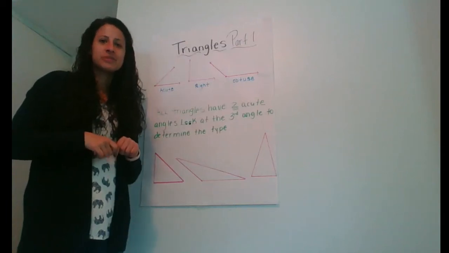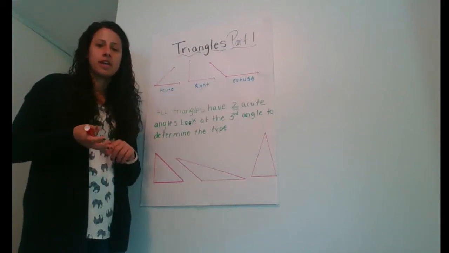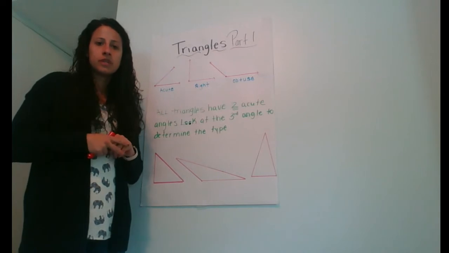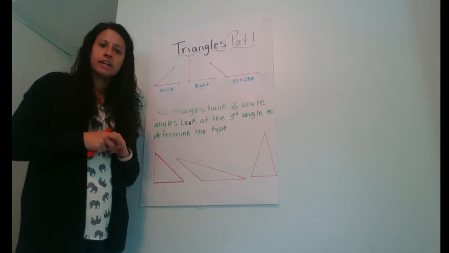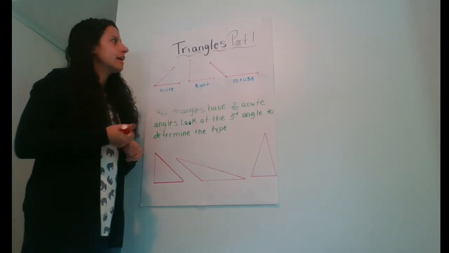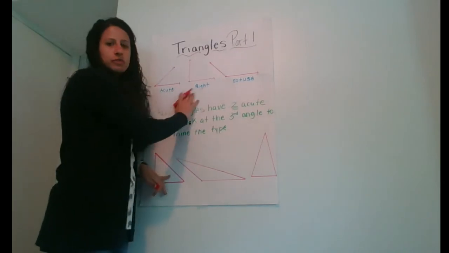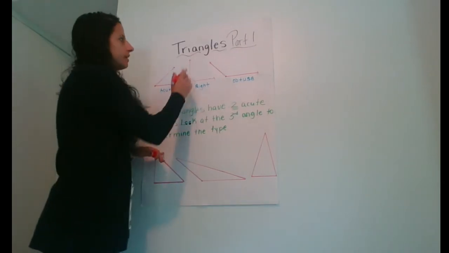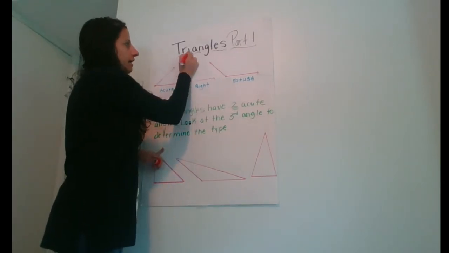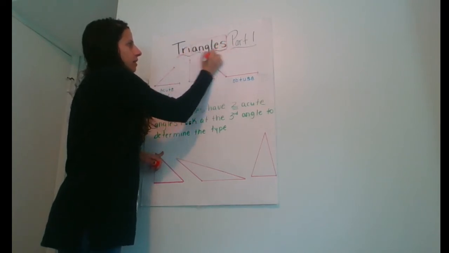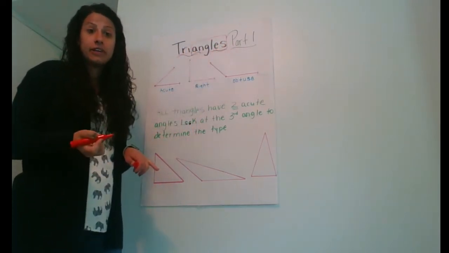Boys and girls, so today we're going to be talking about triangles. There are two ways you can classify triangles: by their angles and by their sides. First we're going to start with reviewing angles. And you notice in the word triangles, we actually have the word angles in it.